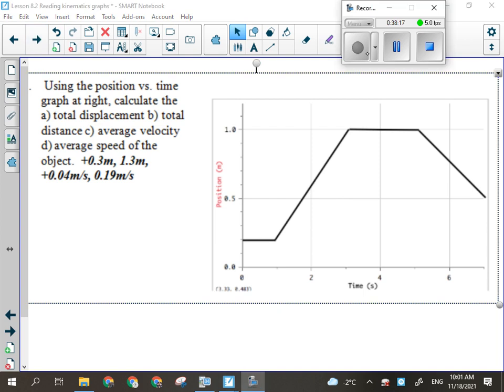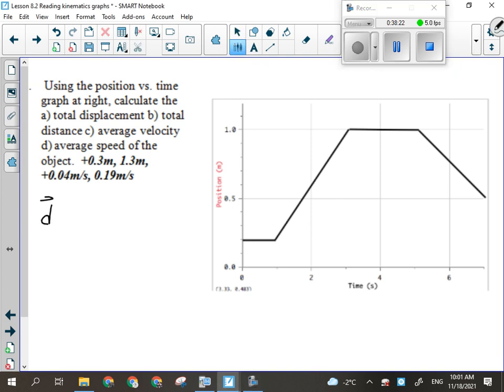All right, so on this one here, total displacement is final position minus initial position. So on this graph, that's 0.5 minus 0.2, 0.3 meters, and that's positive, because it did finish in front of where it started. And then for total distance, we've got to do what we did on that other graph. In this one here, we go from 0.2 to 1, so that's 0.8, and then here we go 0.5, so 1.3 meters total distance. And then the other ones are just v equals d over t.